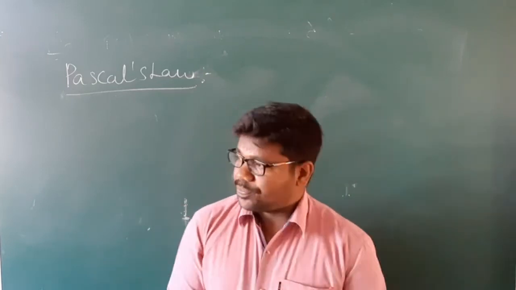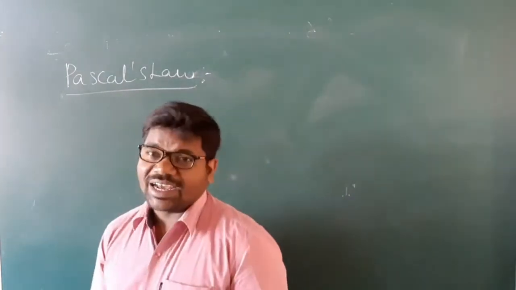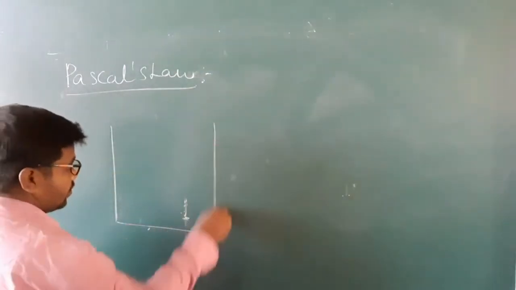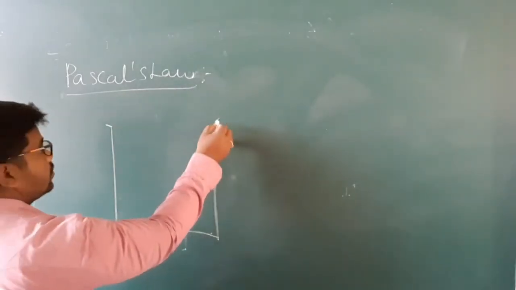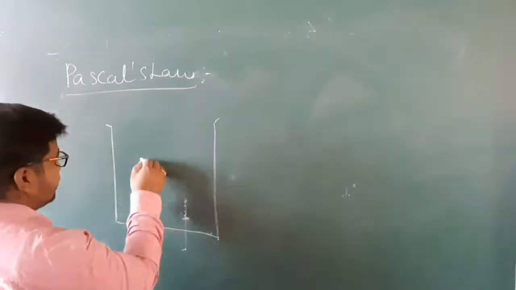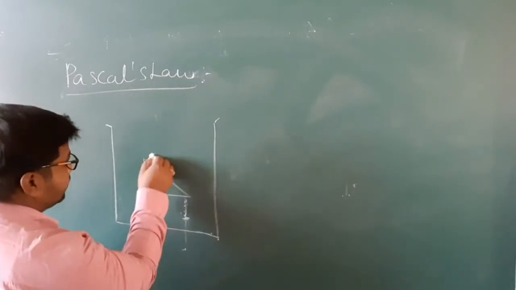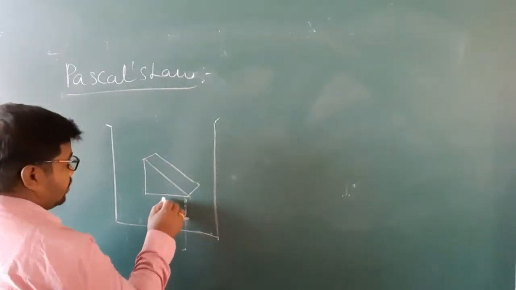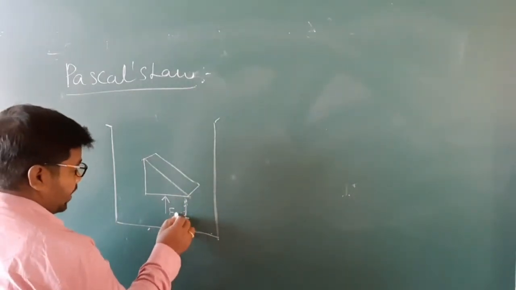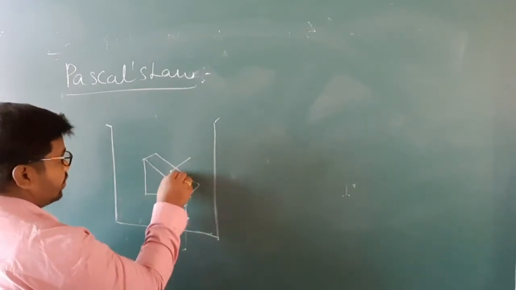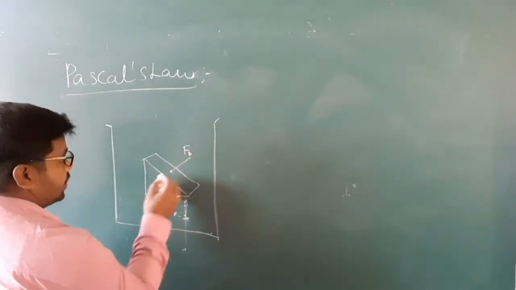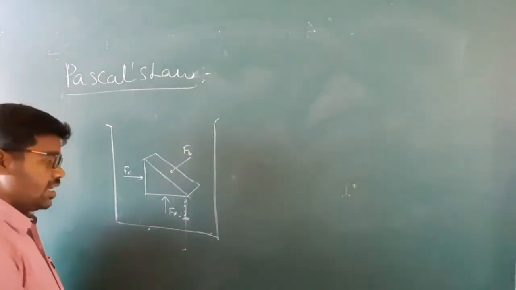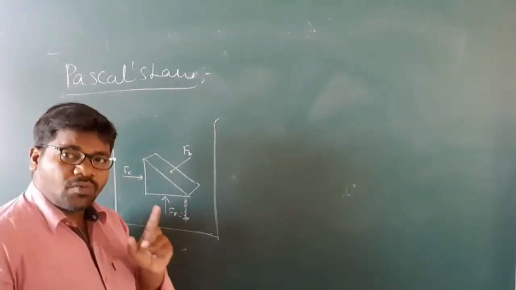See here. For this proof, we can consider one vessel like this. In that we take one object like this. Here we denote the force applied on the object at A, here the force applied at B, and here the force applied at C. Understand?